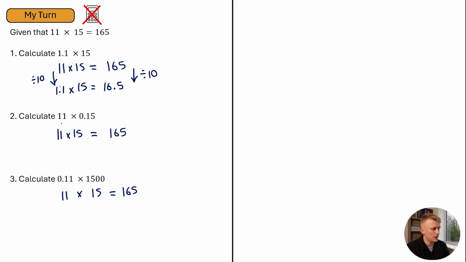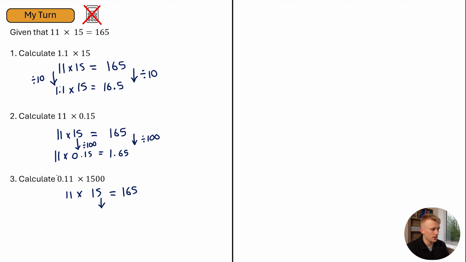Let's look at the second one. Calculate 11 multiplied by 0.15. So if I do 11 multiplied by 0.15, I can see that I've divided the 15 by 100. I'm going to have the same effect on my answer. I'll divide my answer by 100. 165 divided by 100. How many 100s go into 165? Well, 1.65 is my answer.